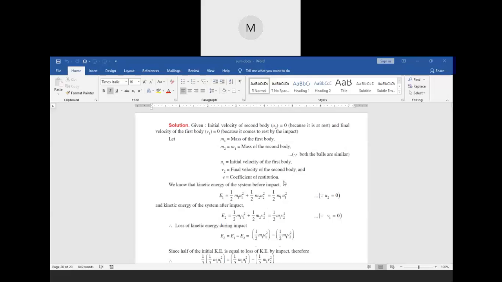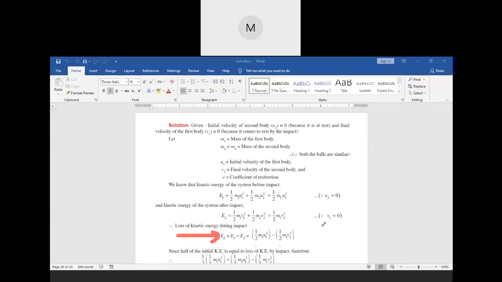That is what this basically explains. So don't get confused about this: U1 will be 0, then U2 will be 0. Now what happens? Let us see the loss of kinetic energy. If one object is hitting the other object, then after that there will be a loss in the energy.